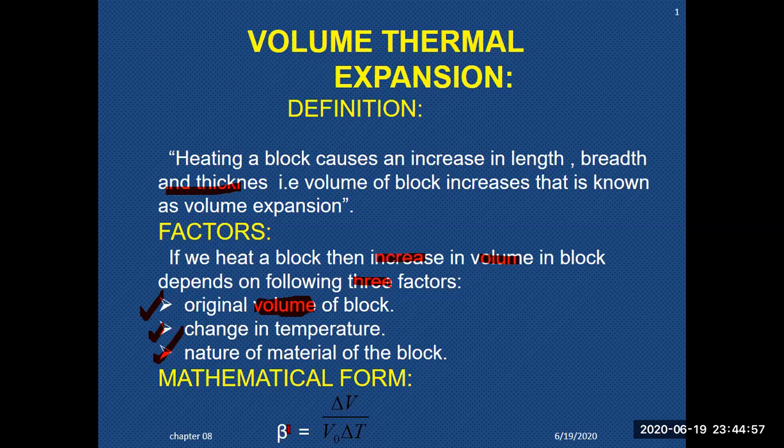It is denoted by beta, and this beta is called the coefficient of volumetric expansion. It is equal to del V divided by V naught: change in volume per unit volume per Kelvin rise in temperature. So if I raise the temperature through 1 Kelvin, then the increase in volume relative to the original volume is equal to the coefficient of volumetric expansion. We will see its derivation later on, so I am not going to start from this point.